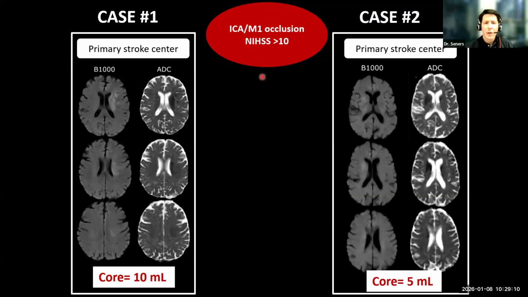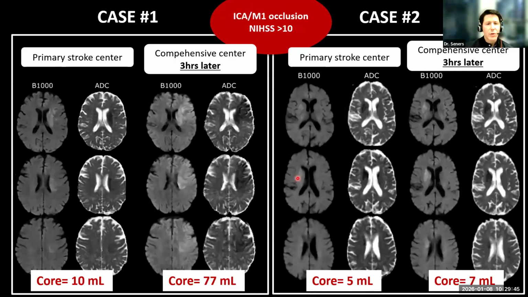So it's two patients with a large vessel occlusion of the anterior circulation with a high NIH stroke scale score who were admitted in a primary stroke center, and they get an MRI. You have the patient on the left, case number 1, showing a deep MCA infarct with a core volume of 10 cc. On the right, case number 2, pretty similar imaging with a small ischemic core in the deep right MCA territory. The core is 5 cc. So those patients were then transferred to a comprehensive stroke center. They both arrived 3 hours later.